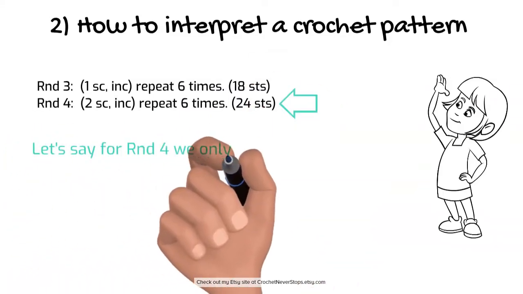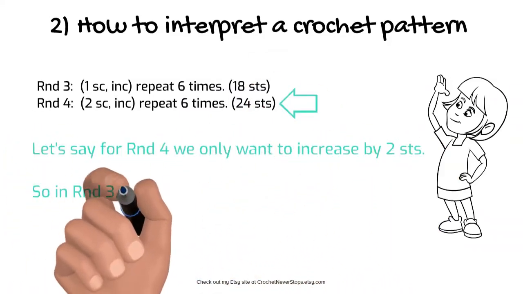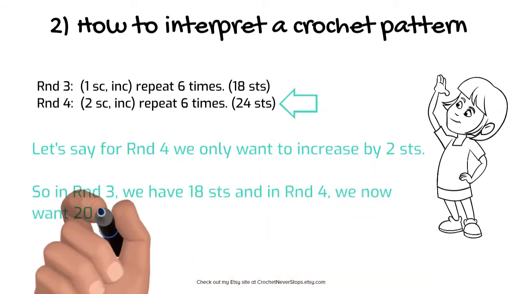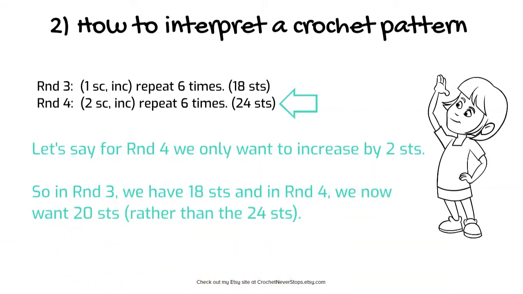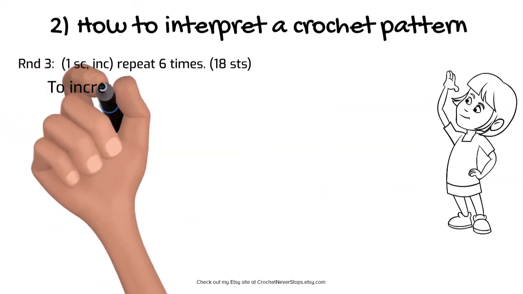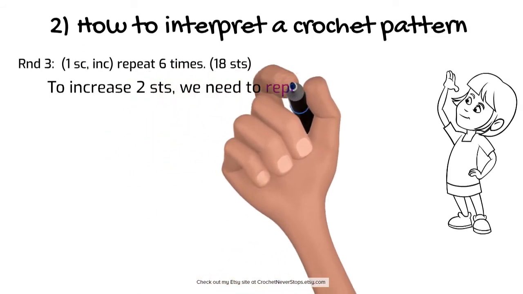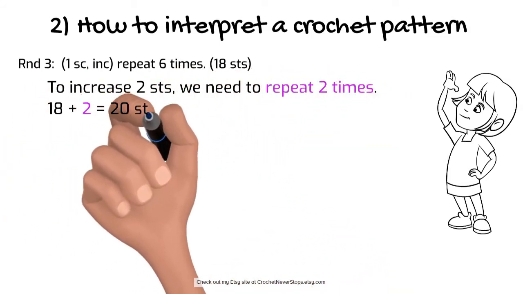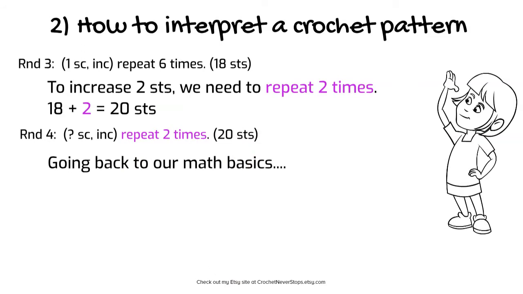So let's say for round 4, we only want to increase by 2 stitches. So in round 3, we have 18 stitches, and in round 4, we now want 20 stitches rather than 24 stitches. To increase 2 stitches, we need to repeat 2 times. 18 stitches plus 2 equals 20 stitches.